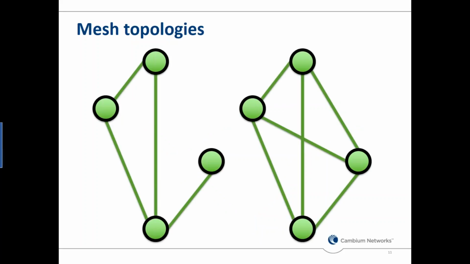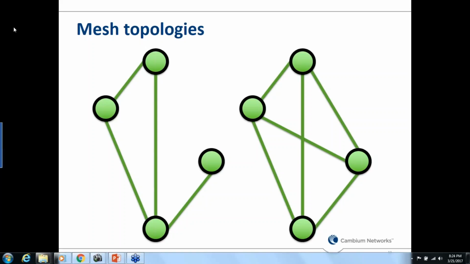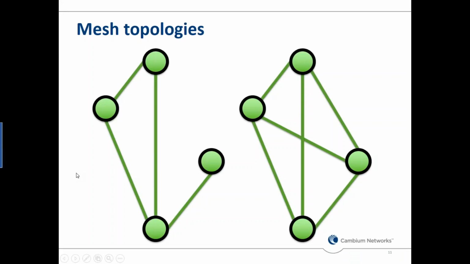Sure. So the one on the left is a partial mesh because not all the nodes have connections to all the other nodes. You can see on the left diagram that the rightmost network node, kind of out on his own, only has a connection to the bottom node. You can see on the one on the right that he has a connection to all three nodes, and all three nodes have a connection to all the other nodes essentially. So hopefully that clears that one up.